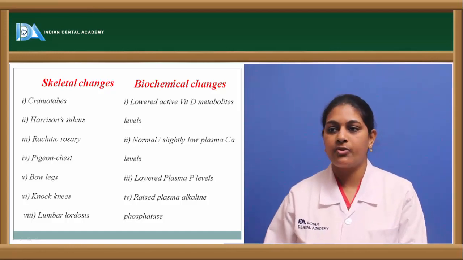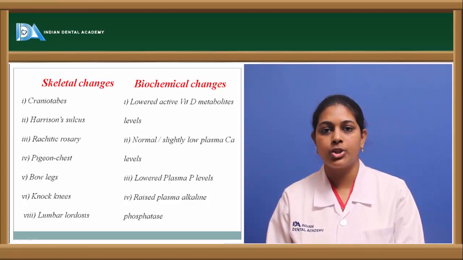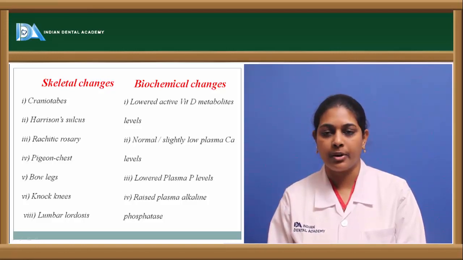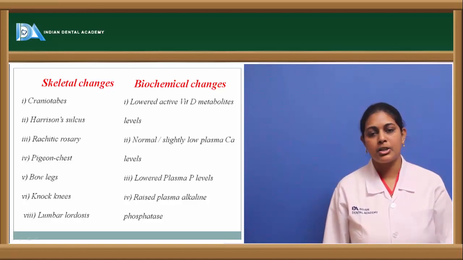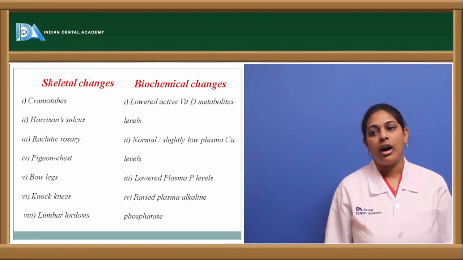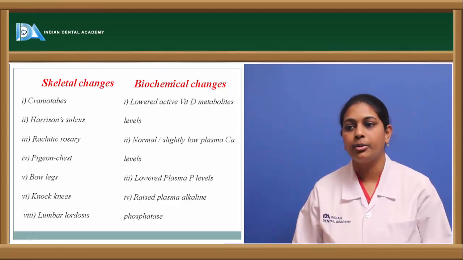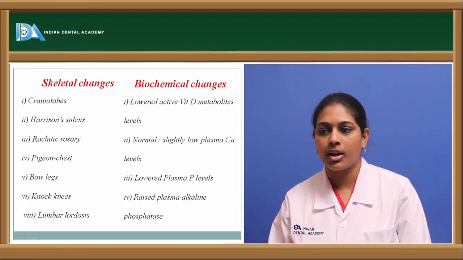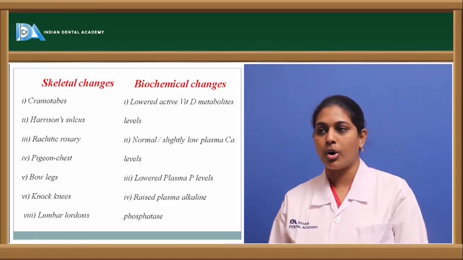Bow legs is the next feature. It is most commonly because of weak lower limbs in children, which gives a bow leg appearance. Knock knees are because of the enlargement of the terminal ends of bones such as the tibia, fibula, and humerus, which gives a knock knee appearance. Lumbar lordosis results when there is involvement of the spine in progressive cases.